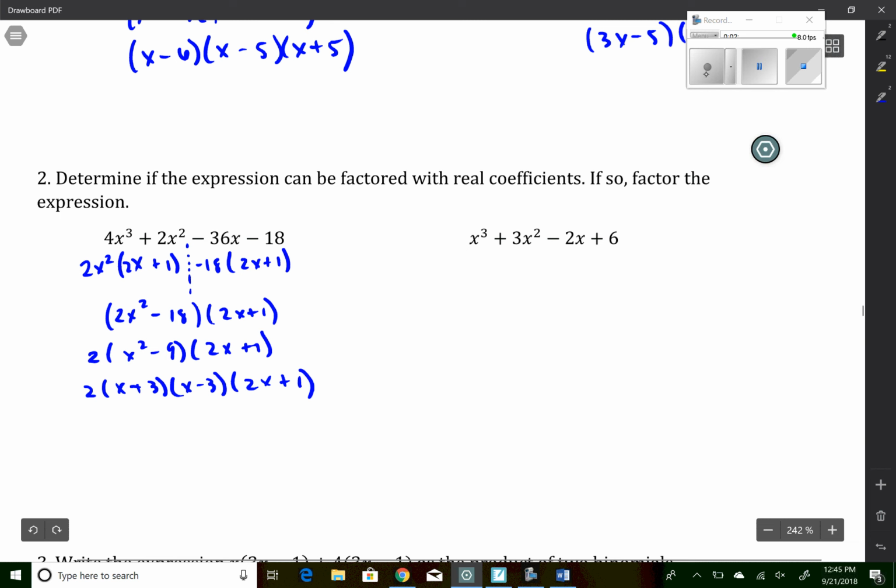For the next one, the GCF of the first two terms is x squared, giving us x plus 3. GCF of the last two terms is negative 2, giving us x minus 3. These are not the same, so this is not factorable like the one that we had in class.